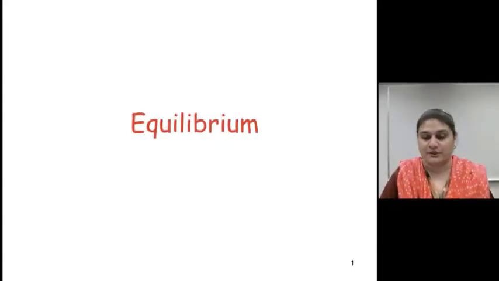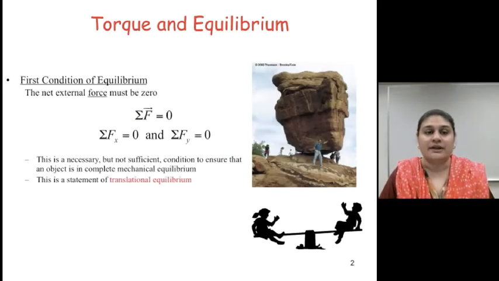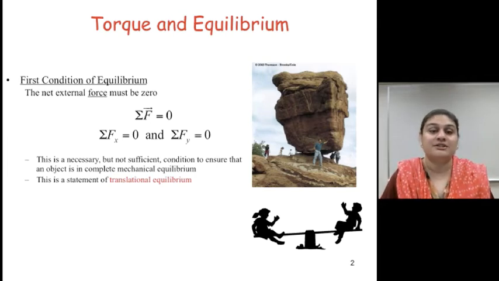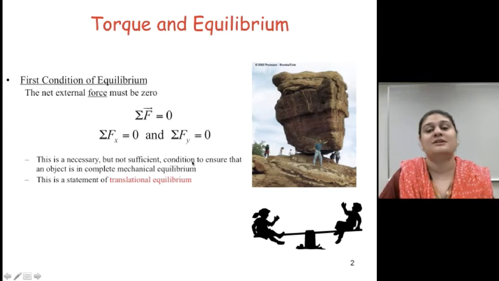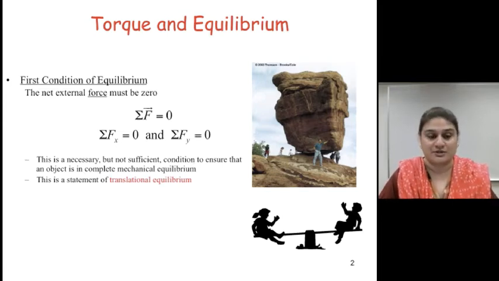Let's talk about equilibrium, torque and equilibrium. The first condition for equilibrium is that the net external force must be zero. There should not be any force acting on it that is accelerating it. The important thing to remember is the net force is going to be zero in any direction. So that means sigma Fx has to be zero and sigma Fy has to be zero. And if we are talking about three dimensions, then obviously sigma Fz also has to be zero.